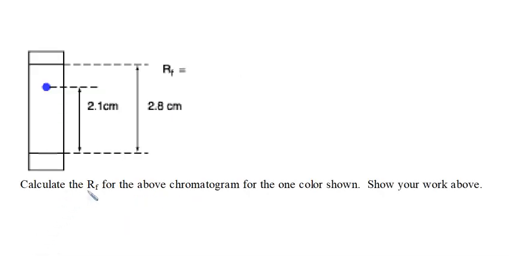Last problem, calculate the RF for this chromatogram. Now, as we learned in the lab, the RF is the ratio of the distance the dot traveled to the total solvent travel. The solvent travel is the denominator of a fraction. The numerator of the fraction is 2.1, so if you do the division here, you find out that 2.1 divided by 2.8 is 0.75.